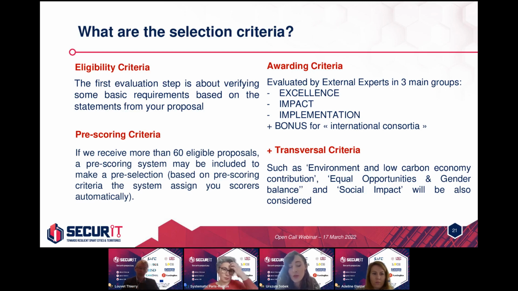So if you are going to apply as a consortium composed of partners from different European countries, you will get 1 extra score here. Also, in case of ties, we will take into account transversal criteria. We have here environment and low carbon economic contribution, equal opportunities and gender balance, as well as social impact.